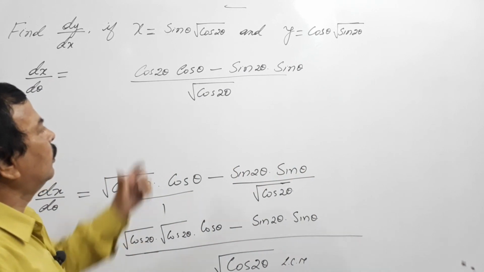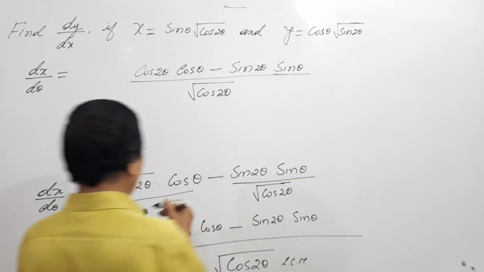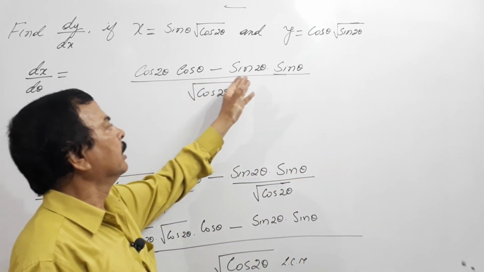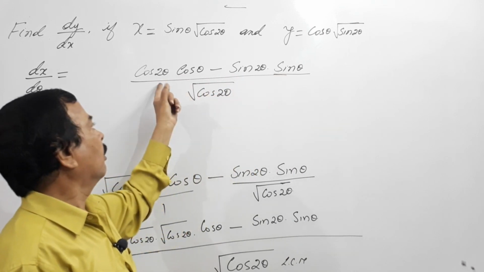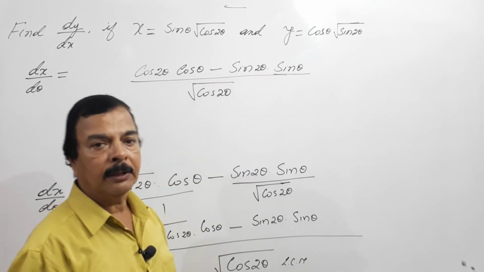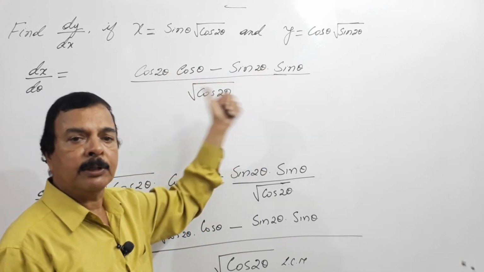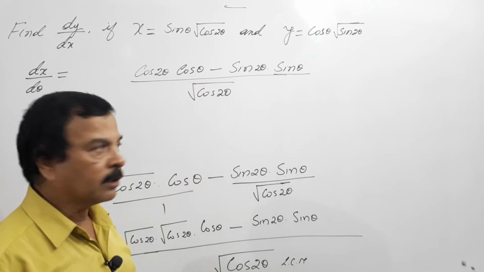So, don't you think this reminds you of something? Here we have cos 2 theta into cos theta minus sin 2 theta into sin theta. Don't you think it reminds you of cos A cos B minus sin A sin B? Yes, it is cos A cos B minus sin A sin B. What is cos A cos B minus sin A sin B? It is cos of A plus B.